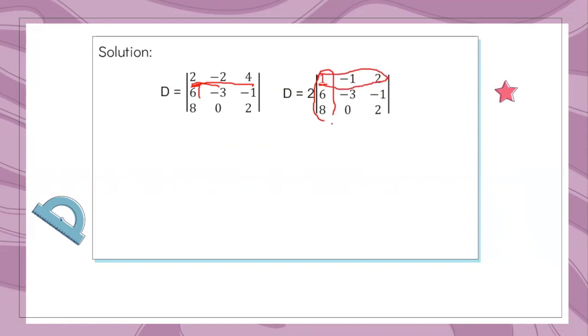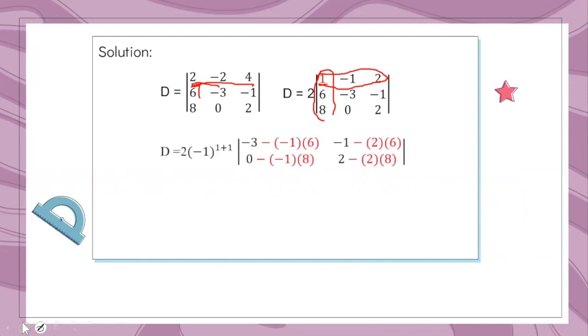After crossing it out, the solution would be negative 1 raised to the sum of its position of the rows and columns. So it would be 2 times negative 1 raised to 1 plus 1.